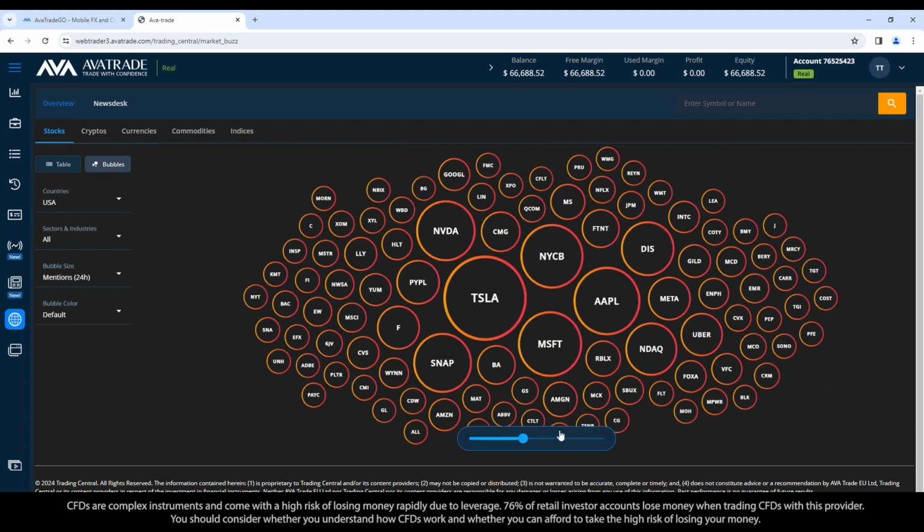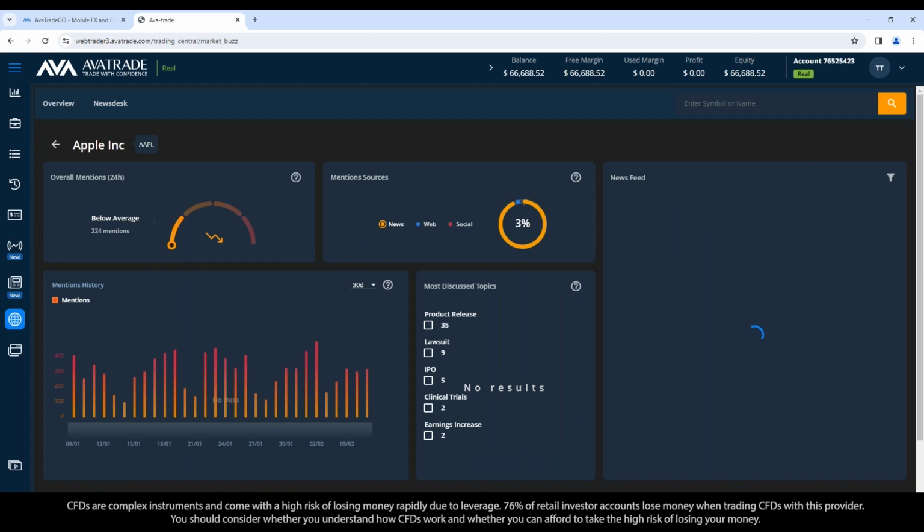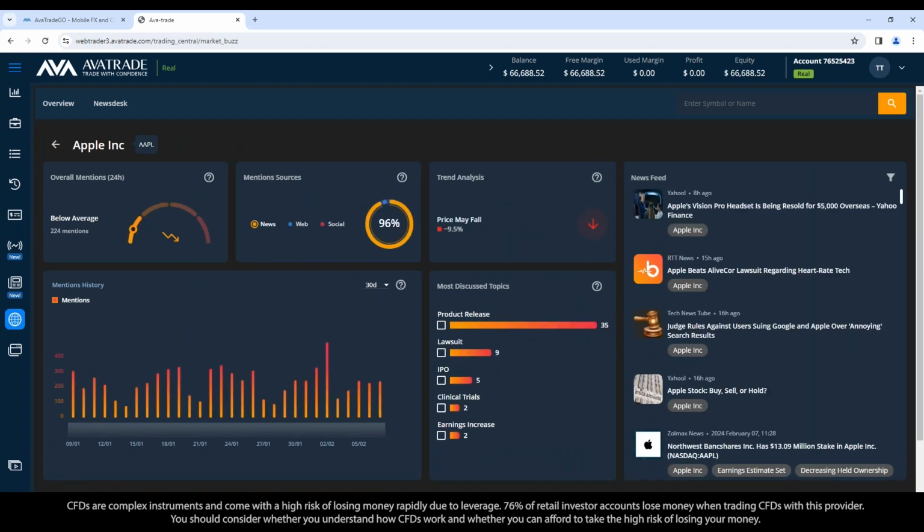So I might say, well, what's going on with Apple? Why is it in the news so much right now? And so if I click on Apple, that will load a page dedicated to Apple, where it has news articles that have come out recently, 8 hours ago, 15 hours ago, 16 hours, etc. The newer ones are on top, the older ones as you scroll down. And also there's a technical breakdown here within this information of a prediction from Trading Central. Technically speaking, which way is this expected to move? And it says price may fall 9.5%.